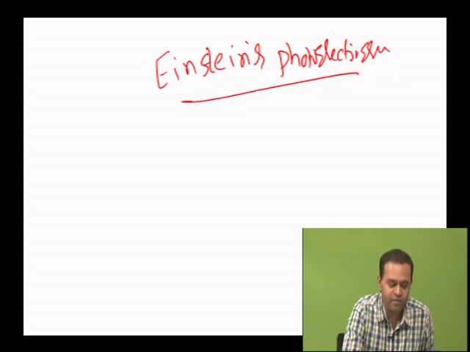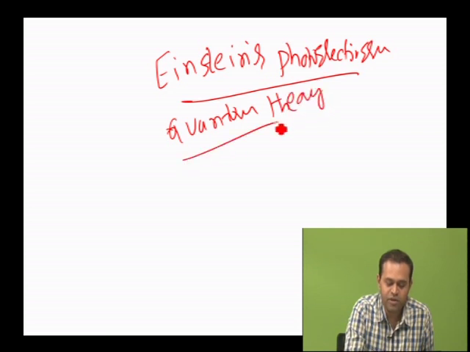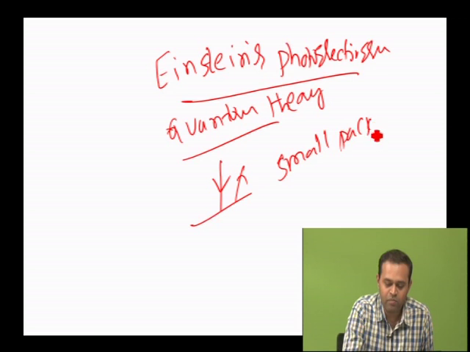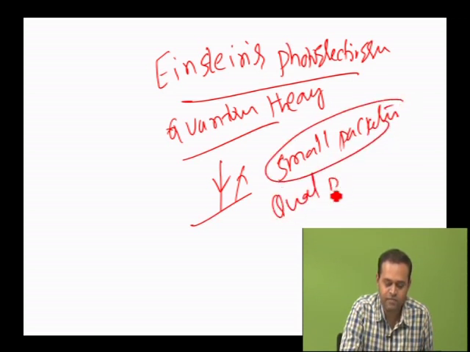Einstein photoelectric equation. Actually, Einstein explained the experimental observations of the photoelectric effect using quantum theory. What does quantum theory state? Emission or absorption of radiation always takes place in discrete, small packets of energy. Those small packets of energy are called quanta or photons.